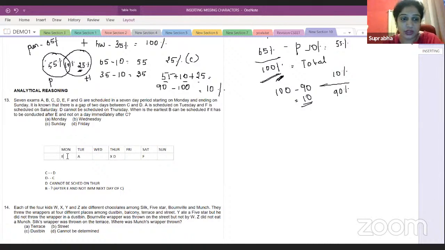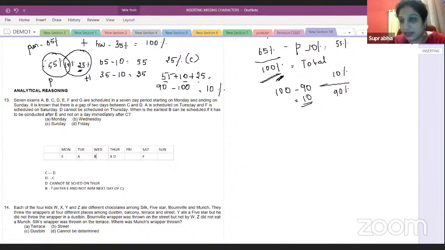I'm just assuming. So can I put B on Wednesday then? What was the condition for B? One, it has to come after E. Yes, it has come. But it should not be on the day immediately after C. So Tuesday is anyhow A. Correct? So Tuesday is A. It is not coming after C. So can I put B here?